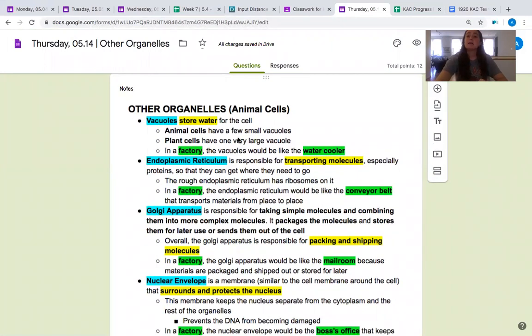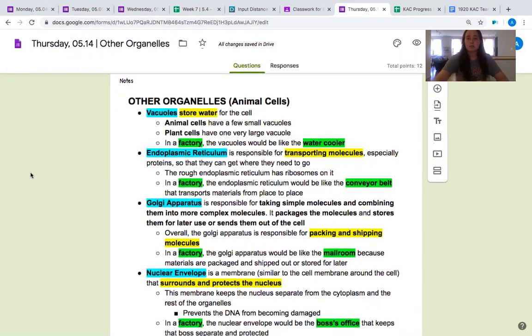Now, plant cells have these too. We're going to talk about plant cells in a moment. We have vacuoles. Vacuoles store water for the cell. Animal cells have a few small vacuoles. Plant cells have one very large vacuole. In a factory, the vacuoles would be like the water cooler.